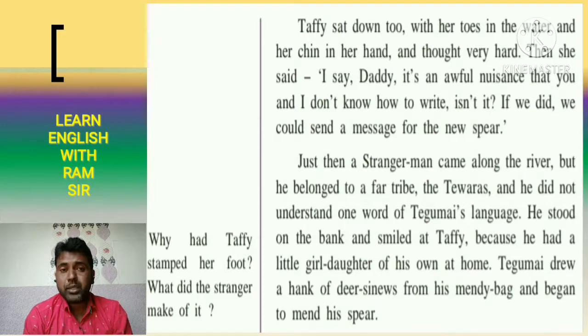So Tegumai drew a hank of deer sinews from his mending bag and began to mend his spear. But Tegumai का उसके ऊपर ध्यान नहीं है, यानी उसे पता ही नहीं कि कौन सा इंसान वहां पे आया हुआ है. So Tegumai's attention was not there. So Tegumai drew a hank of deer sinews and he's trying his level best to mend his spear.